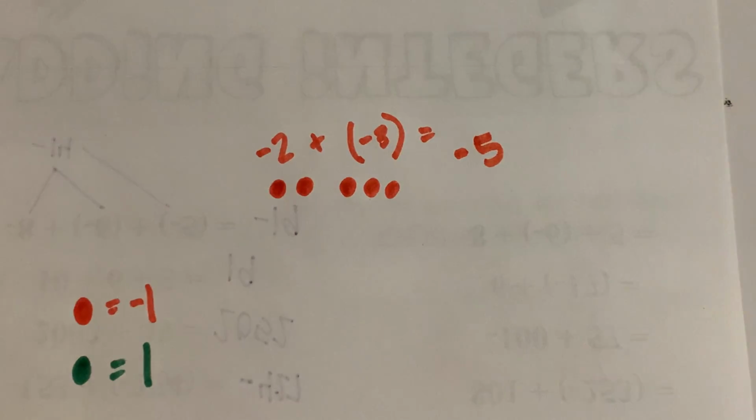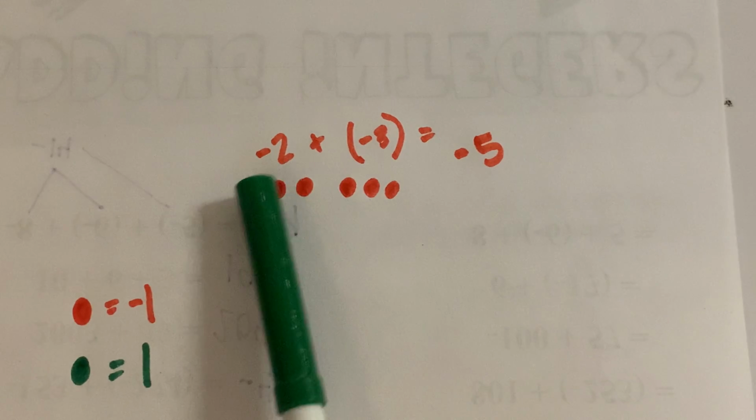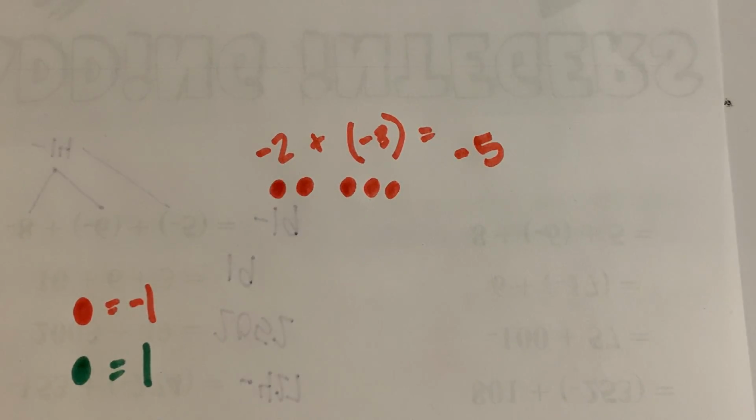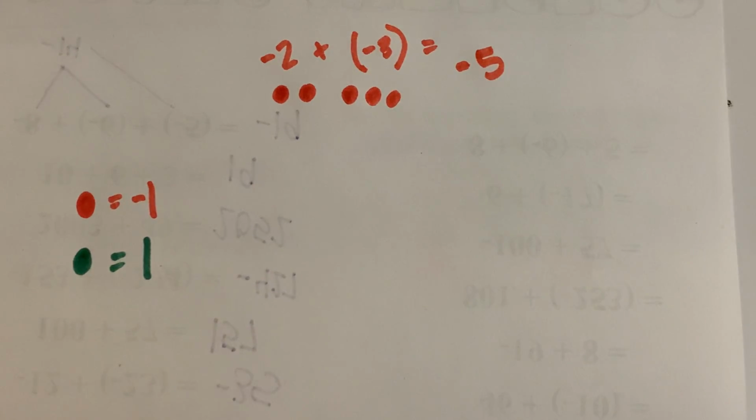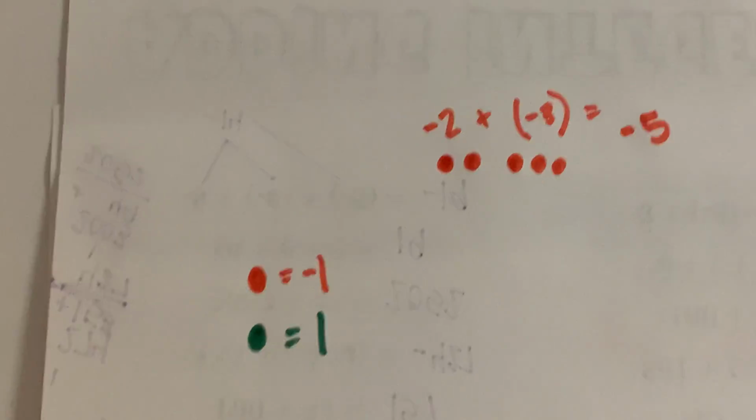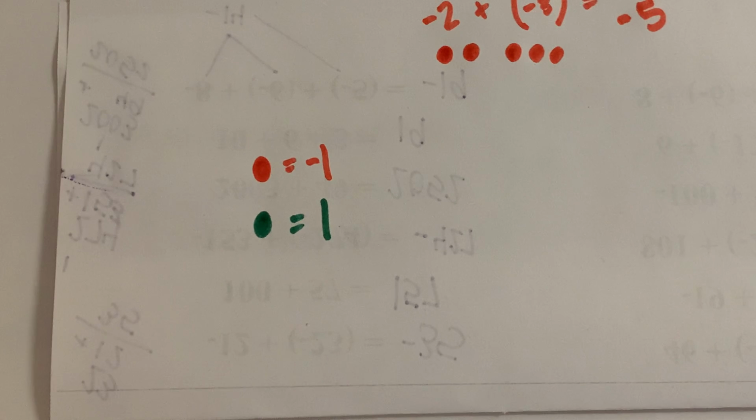Is it wrong? No, because the signs are the same, so we could just add them up. Now, when the signs are different, we end up with what's called a zero pair. A zero pair is when I have this. When I have one negative and one positive, what is the value of that?